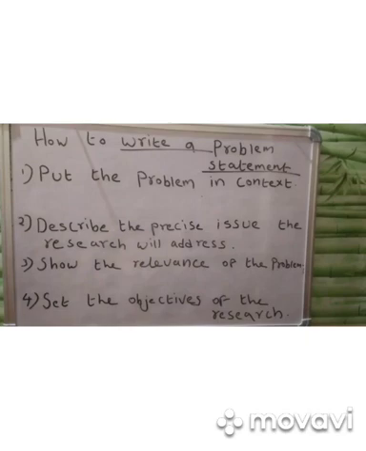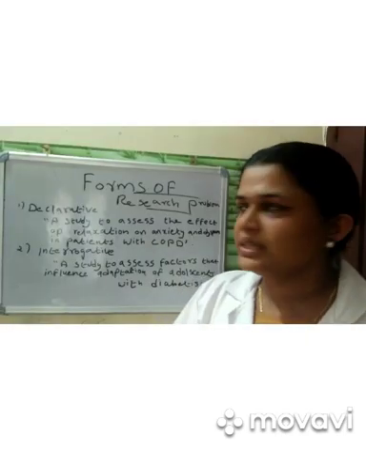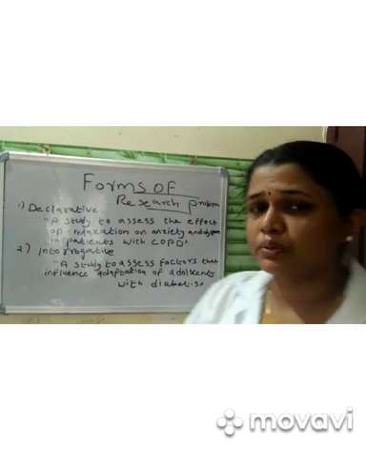And third is show the relevance of the problem. Why do we need to know it, or why we are interested in this problem? And the last step is set the objectives of the research. That is what will you do to find out. So the steps included to write a research problem are: first we write what do we already know, next what do we need to know, next why do we need to know it, and last is what will you do to find it out.